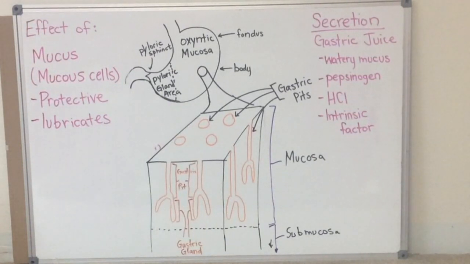Mucus is alkaline, which helps it neutralize the acidity of the hydrochloric acid in the stomach. It also protects the epithelial cells from pepsin, which could break down the plasma membrane of the cell.